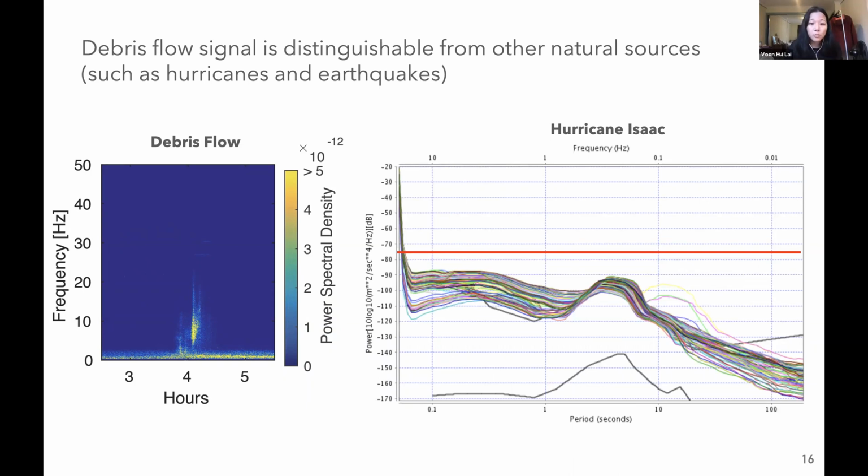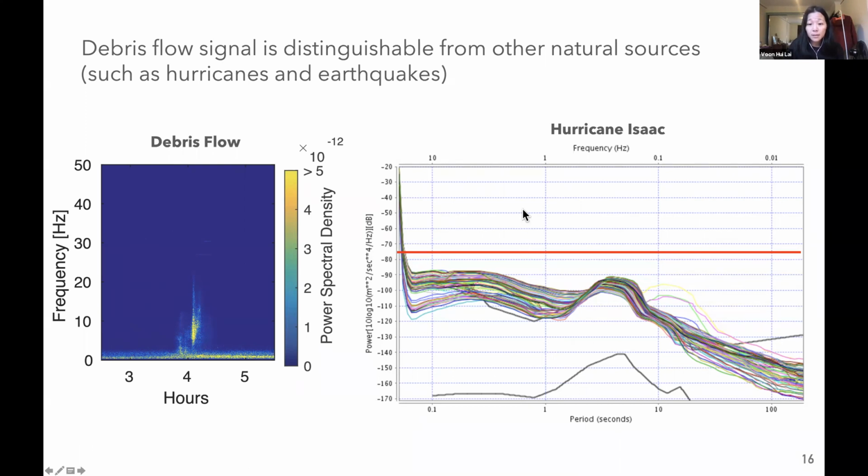So for instance, we look at a seismic station along the coast where Hurricane Isaac landed. Again, this is power versus frequency and period. We see that the power increases for most of the frequencies higher than 0.1 Hertz compared to the background level, which is estimated by these two gray lines. But the power increase is not comparable to what is observed for the debris flow, which is above the red line.